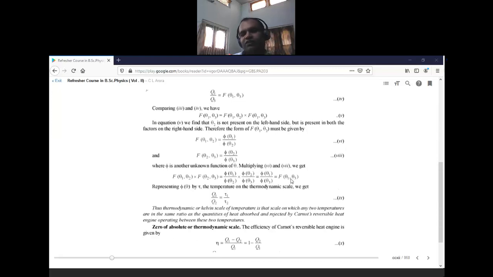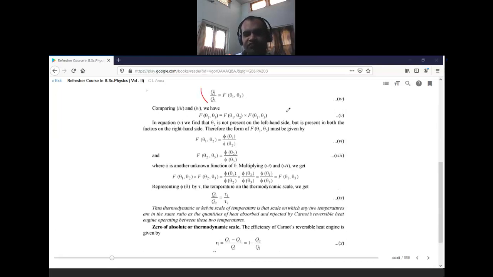Okay, so Q1 divided by Q3 has been found to be a function of, okay, I can again start annotating here. Yeah, if Q1 by Q3 is a function of theta 1 and theta 3.